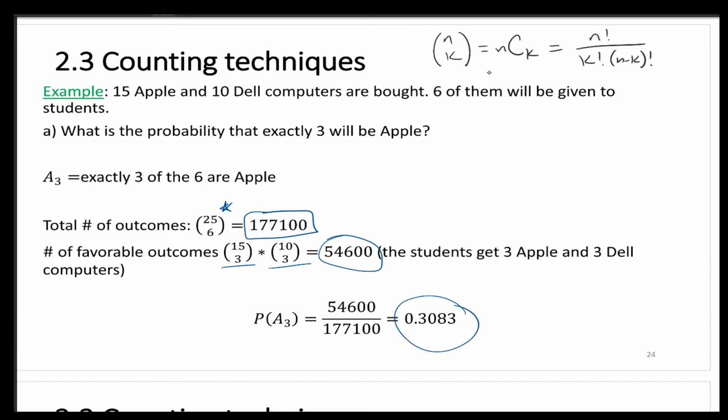So 30% of the time, if we randomly choose 6 computers, 3 of them will be Apple and 3 of them will be Dell. So 30% of the time, we will randomly choose 3 Apple computers. Well, what's more likely is that we're probably going to pick more than 3 Apple computers since there are 15 Apple computers. But, you know, we're not going to get into that right now.